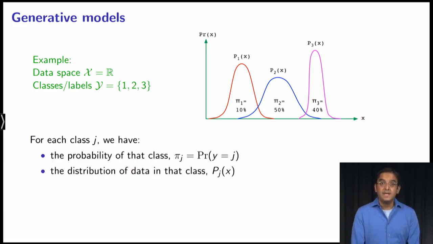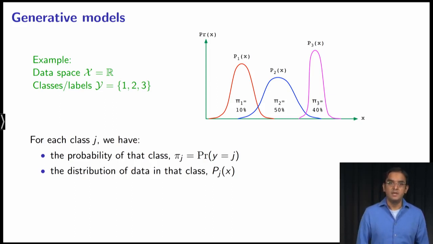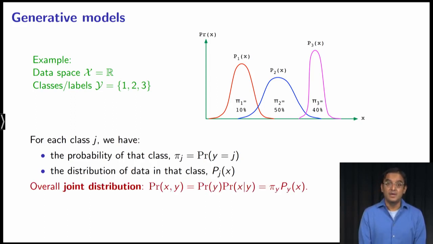Now, at the end of this, what we have is the following pieces of information. For each class J, so J is 1, 2, or 3, we have the probability of that class, which is just a number, like 0.1 or 0.5 or 0.4. And we also have the distribution of data in that class, which is what we've been calling P sub J: P sub 1, P sub 2, and P sub 3. And these pieces of information are enough to fully specify the joint distribution between x and y.